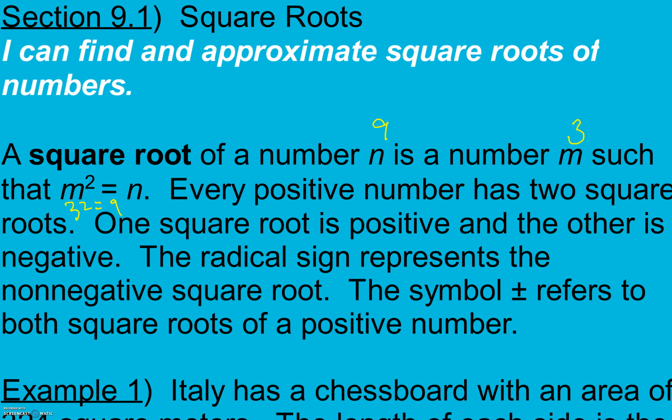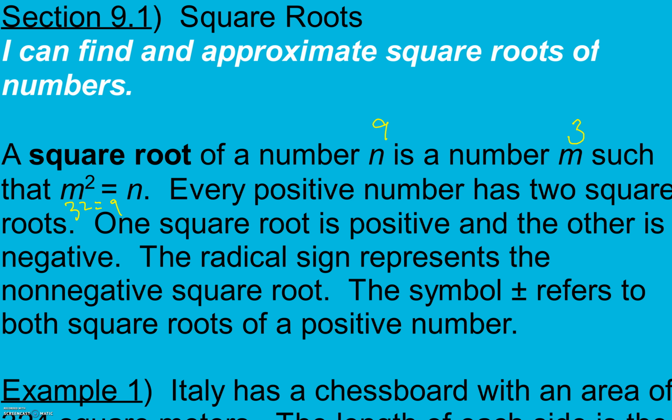Every positive number has two square roots. One square root is positive and the other is negative. That's because 3 times 3, or 3 squared, equals 9, but negative 3 times negative 3, or negative 3 squared, also equals 9. So if we take a positive times a positive or a negative times a negative, we get the same value.